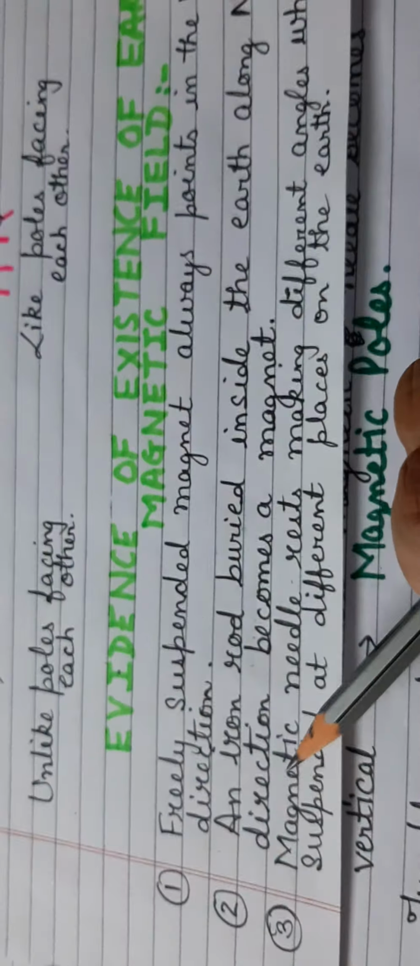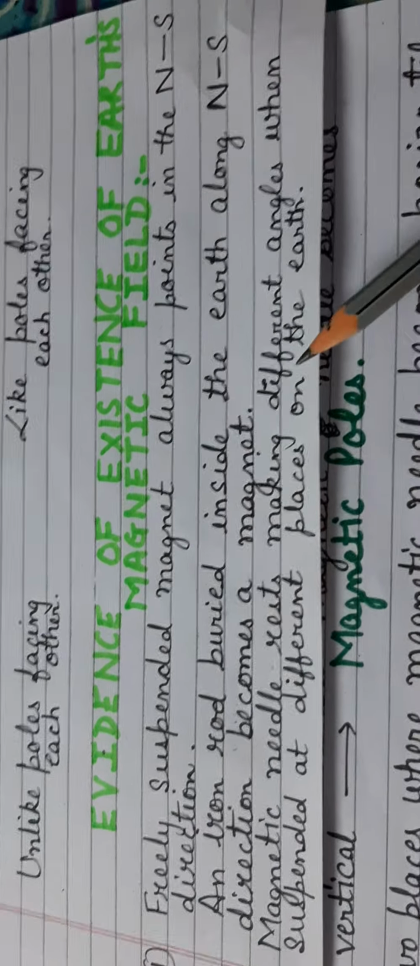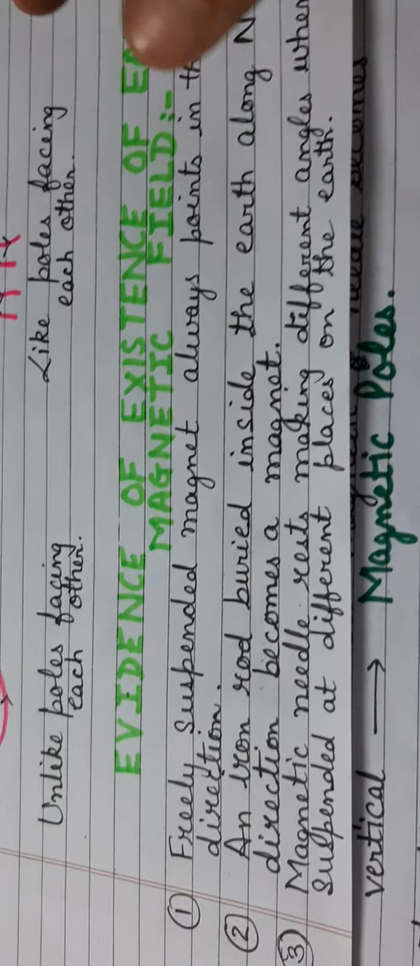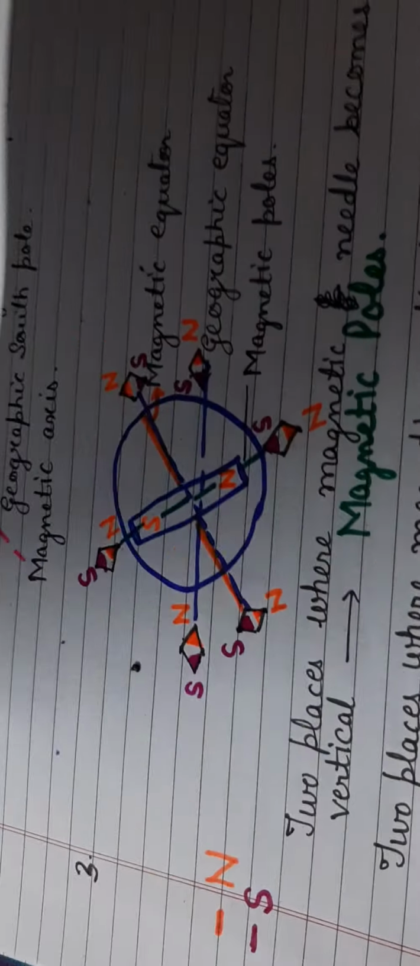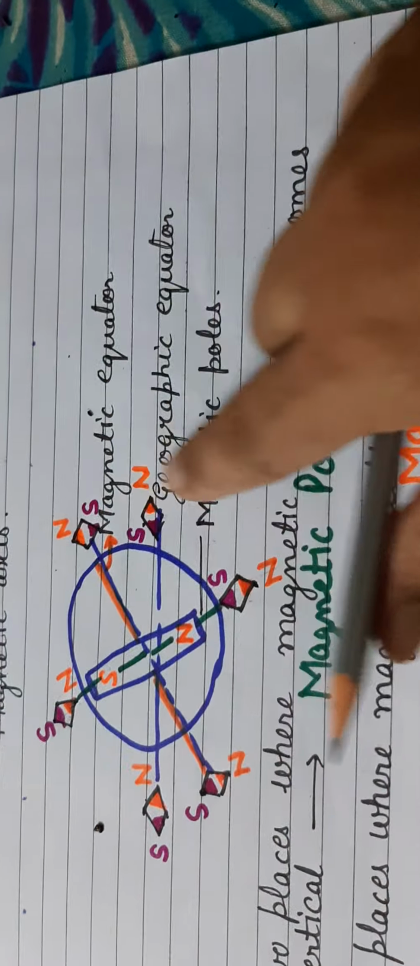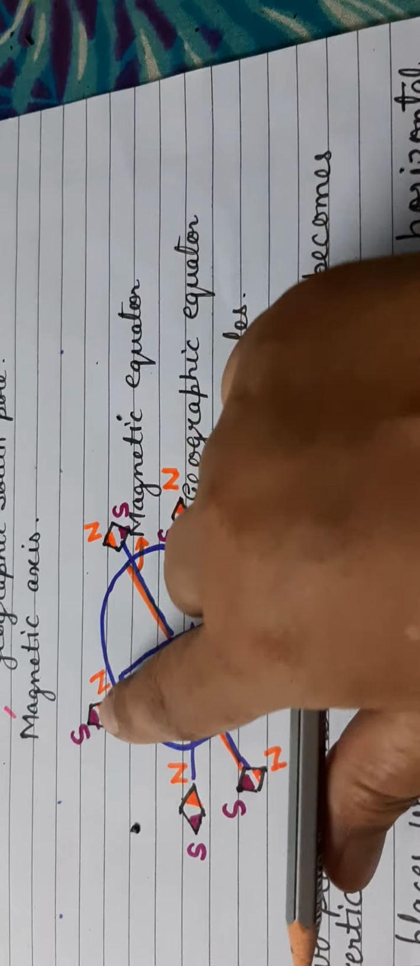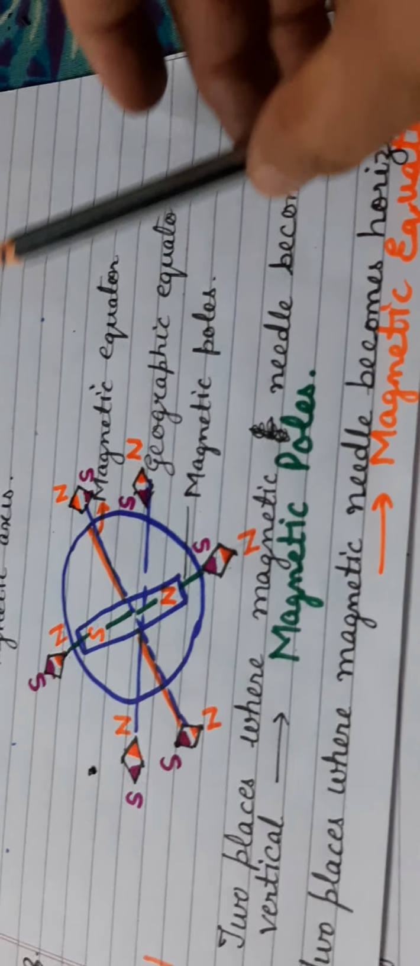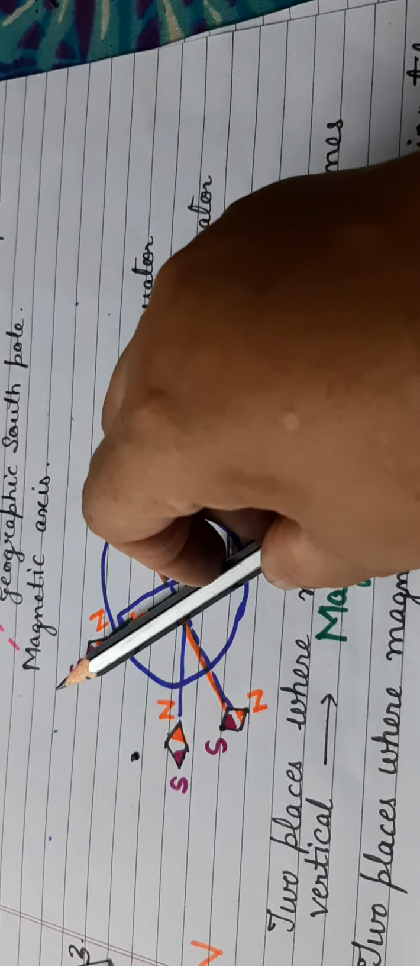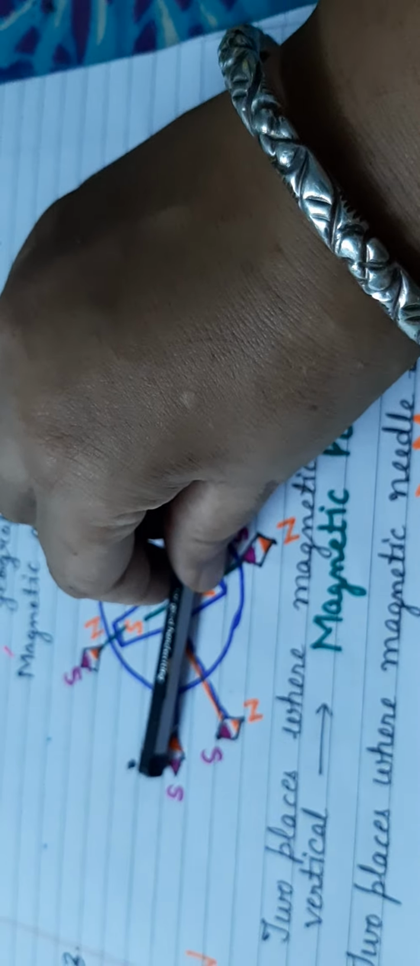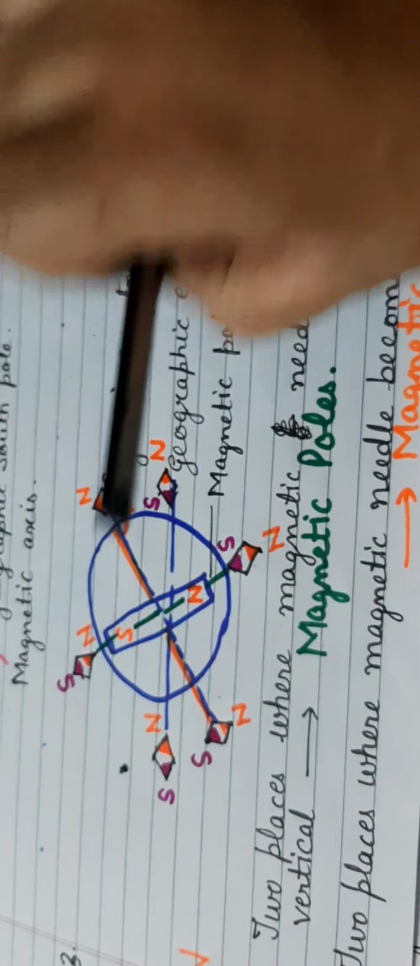See, this I told you, that the magnetic needle makes different angles and points in different directions. Yes, of course it will do so, because it comes under the influence of the earth's magnetic field at different points, and therefore it is vertical at one point while it is horizontal at the other point. I hope you have understood this point.